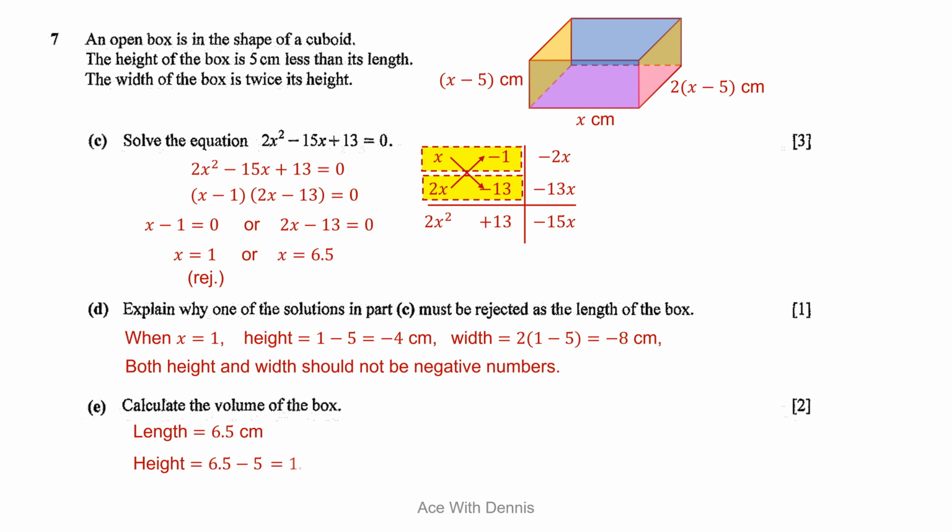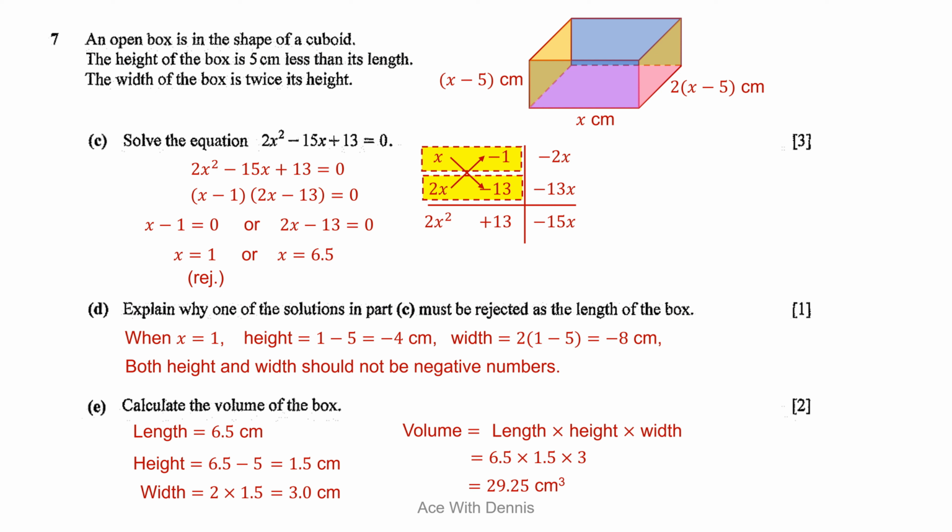The height will be 6.5 minus 5, which is 1.5 cm. And the width is 2 times 1.5, which is 3.0 cm. So the volume for the box, which is in cuboid shape, is the length times the height times the width. Then substitute the values that we have calculated. 6.5 times 1.5 times 3, we get 29.25 centimeters cube.